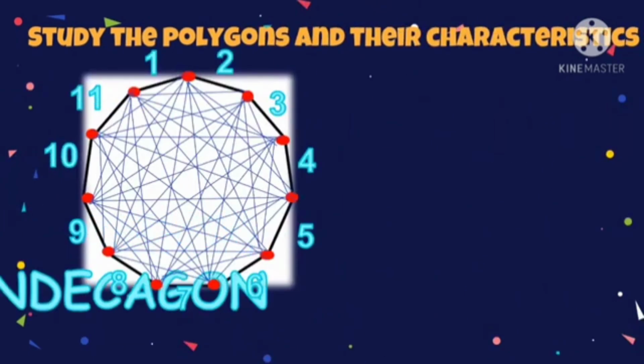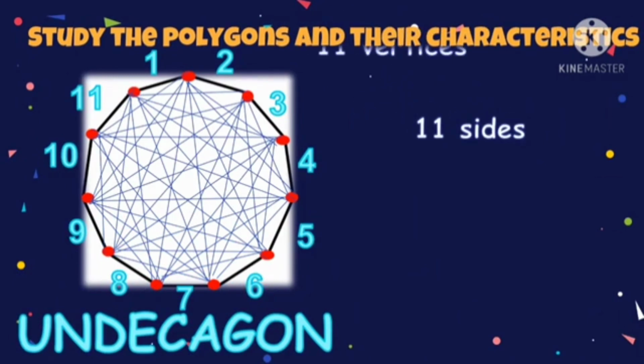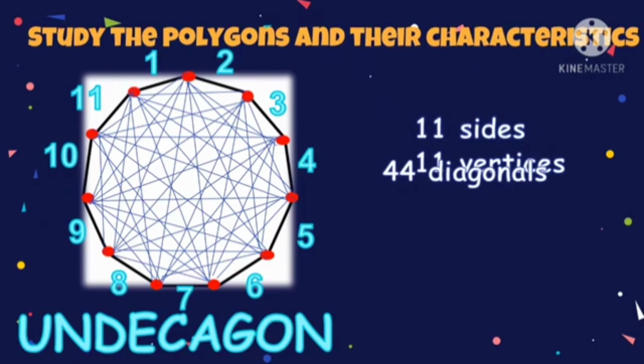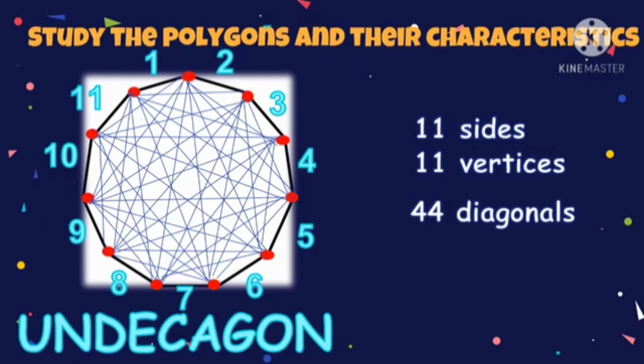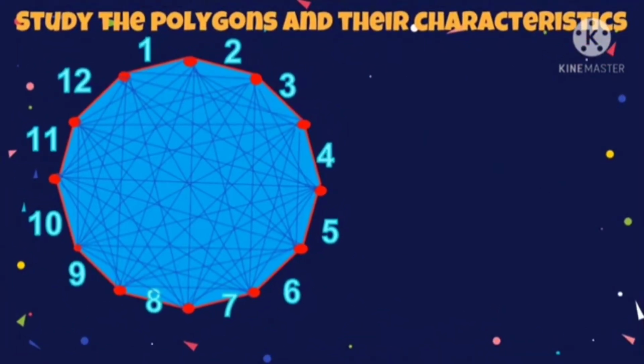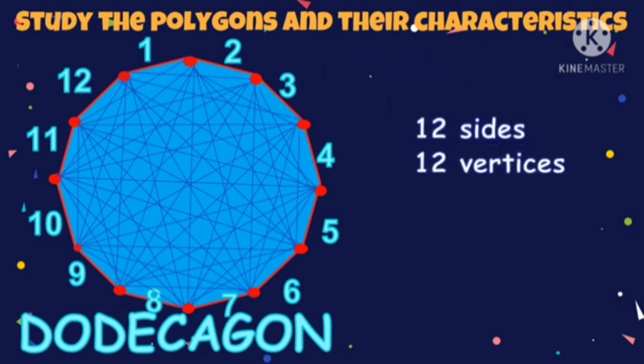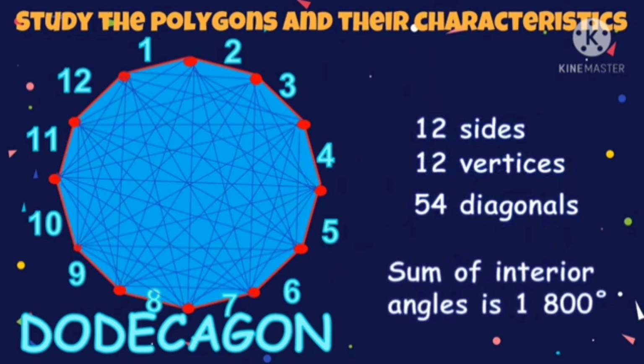Next is the undecagon. Ang undecagon ay merong 11 sides, meron siyang 11 vertices, at 44 ang bilang ng kanyang diagonals. Then, the sum of the interior angles of undecagon is 1620 degrees. Next is the dodecagon. And the dodecagon has 12 sides and it also has 12 vertices and 54 diagonals. So, ang sum naman ng kanyang interior angles is 1800 degrees.